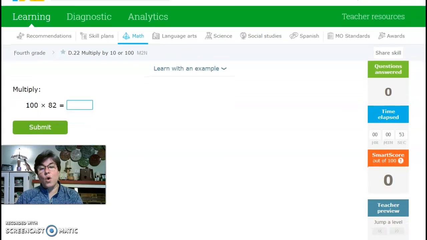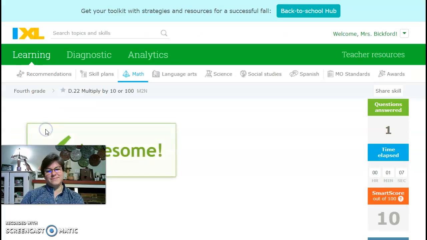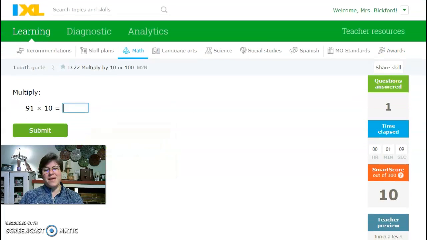So if I have 100, that's 82 hundreds. Do I type in H-U-N-D? No. 2 zeros are my place value holders for hundreds. Look, we did awesome. And it's going to go through and give me another one. Practice this so that you're ready to complete your exit ticket.